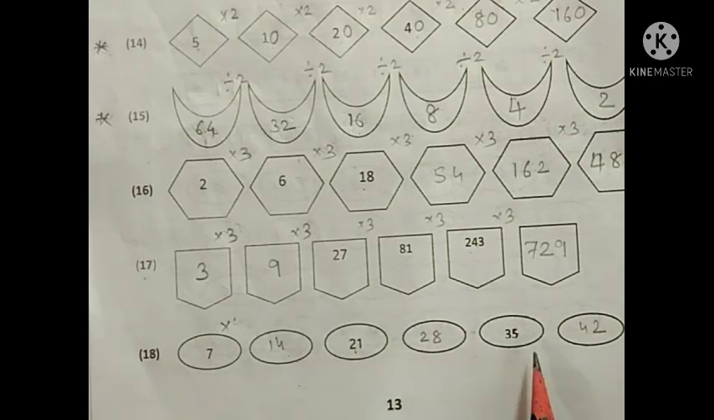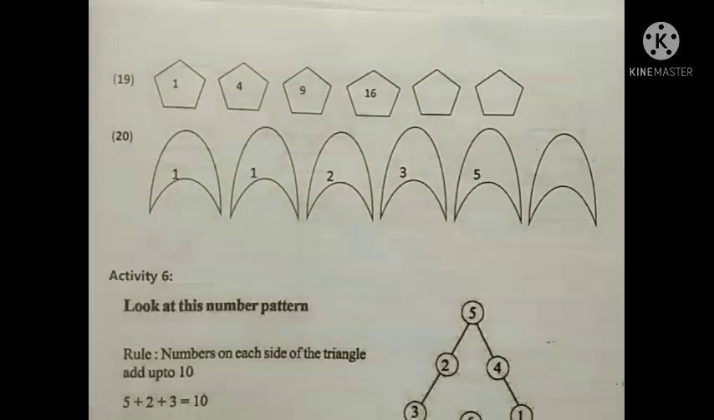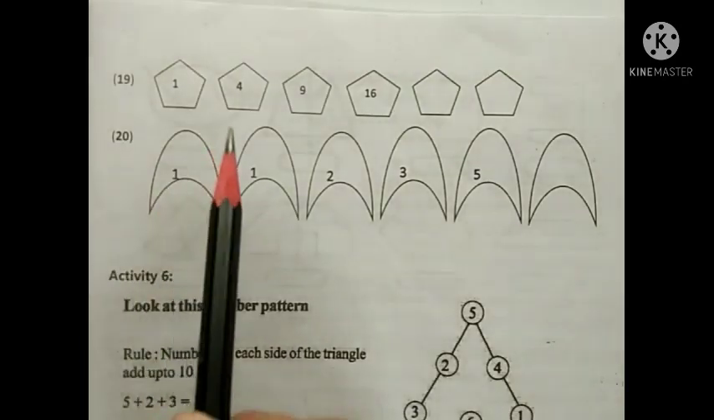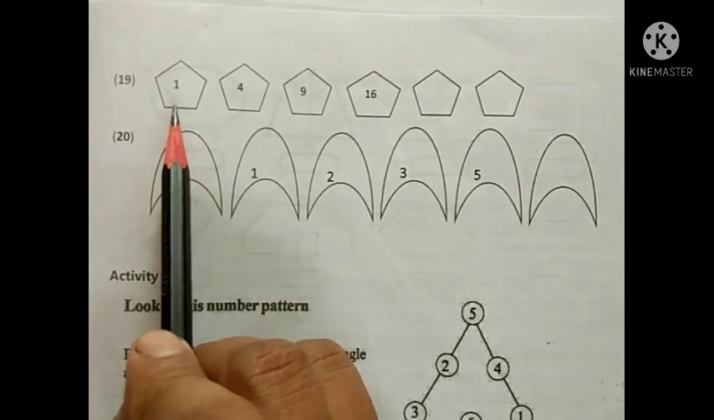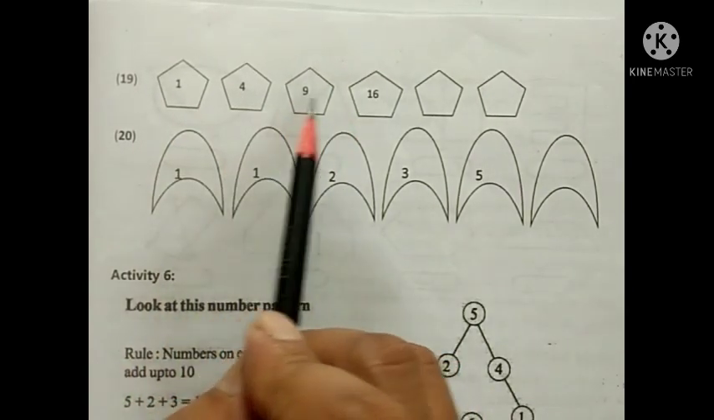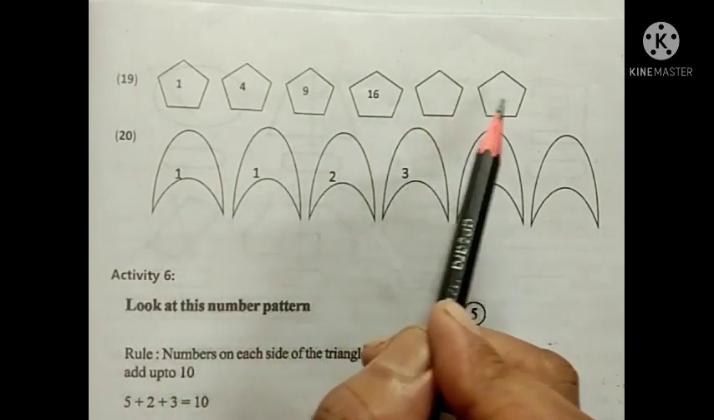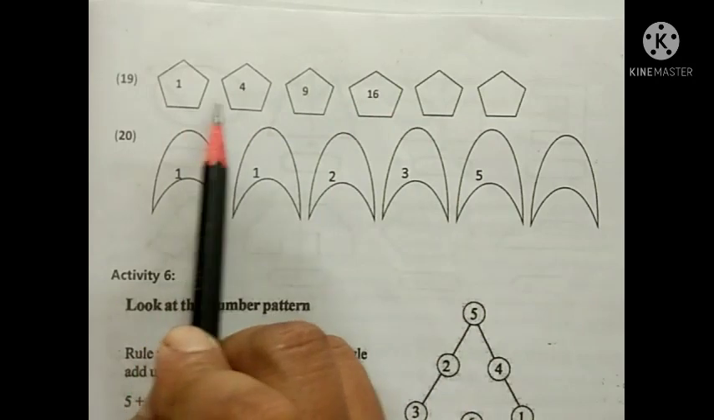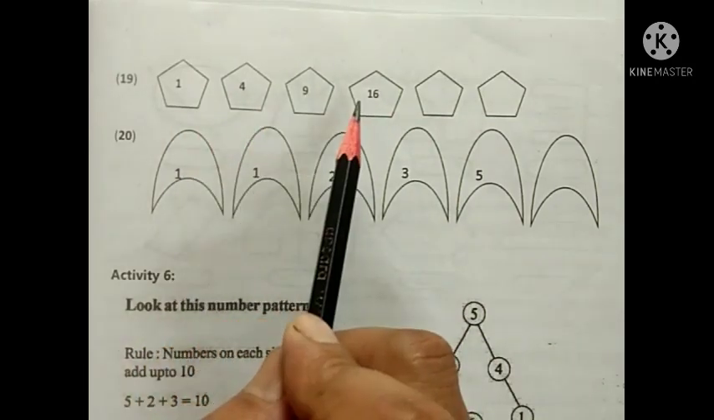So these are the number patterns you have to do this way. Now question number 19. In this question number 19, see, the pattern is 1, 4, 9, 16, then these two boxes are empty. Then how do these patterns work?